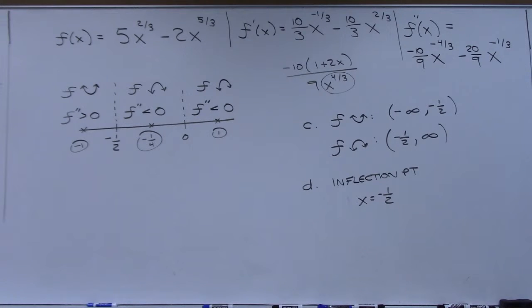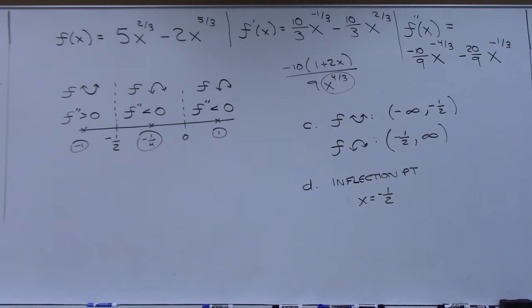All right, we had that it was increasing where? It was increasing from 0 to 1. Is it going up? Okay. Where was it decreasing? Negative infinity to 0, and then 1 to infinity.